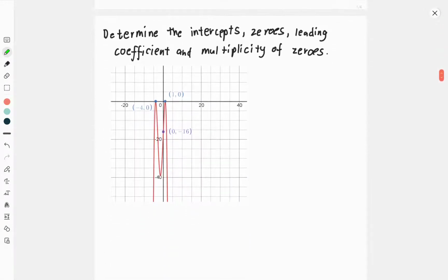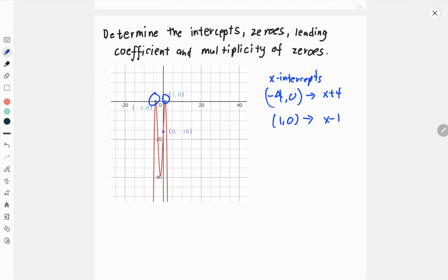So we have here: determine the intercepts, zeros, leading coefficient, and the multiplicity of the zeros. Okay. Now, let me use the blue pen. So, let's start with our x-intercepts. As you can see, these are our x-intercepts. So, we have now negative 4, comma 0, which leads us to x plus 4. And then we have another one, 1, comma 0. That would lead us to x minus 1 as a factor form, right?